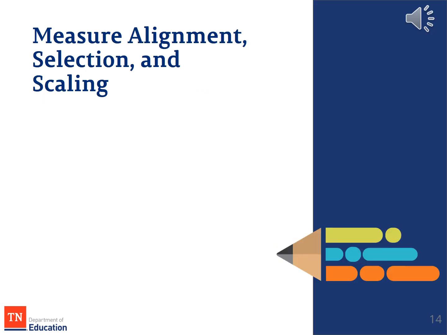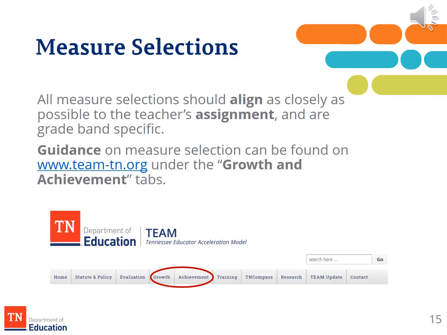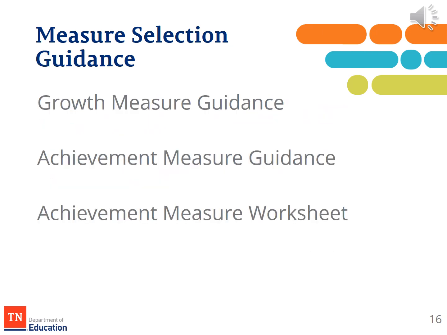Let's explore best practices and measure alignment, selection, and scaling. Measure selections are grade band specific and should closely align to the individual teacher's assignment. Guidance for both types of measure selection can be found on the team-tn.org website. The team-tn.org website has guidance on both growth and achievement measure selections. We encourage all educators to familiarize themselves with these guidance documents during the measure selection process.